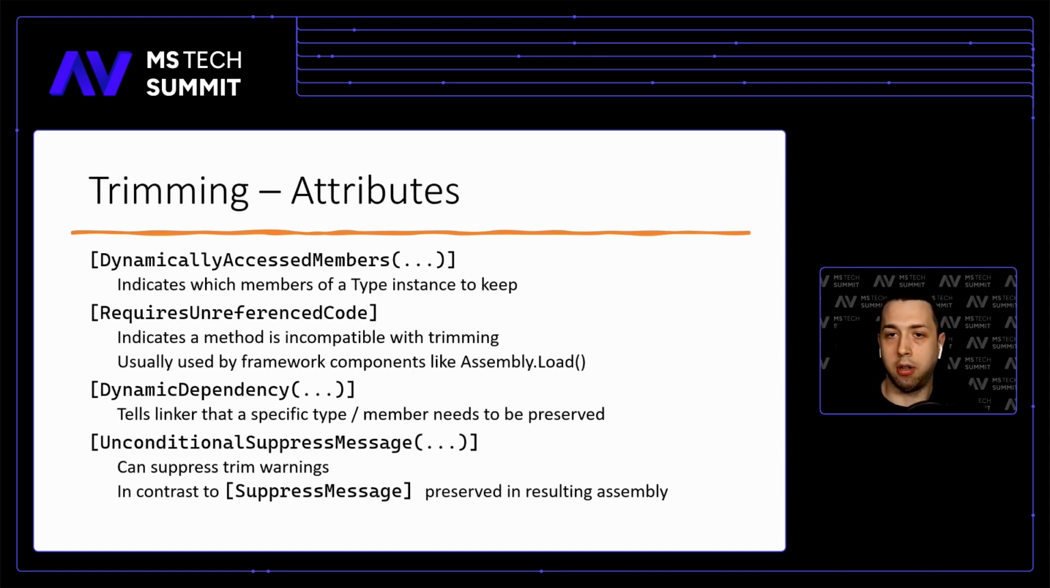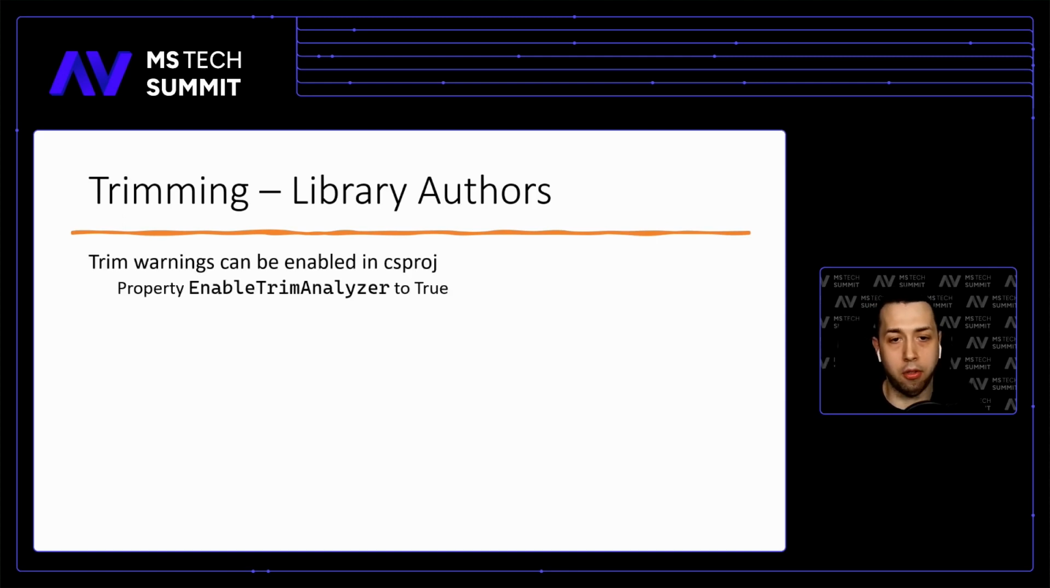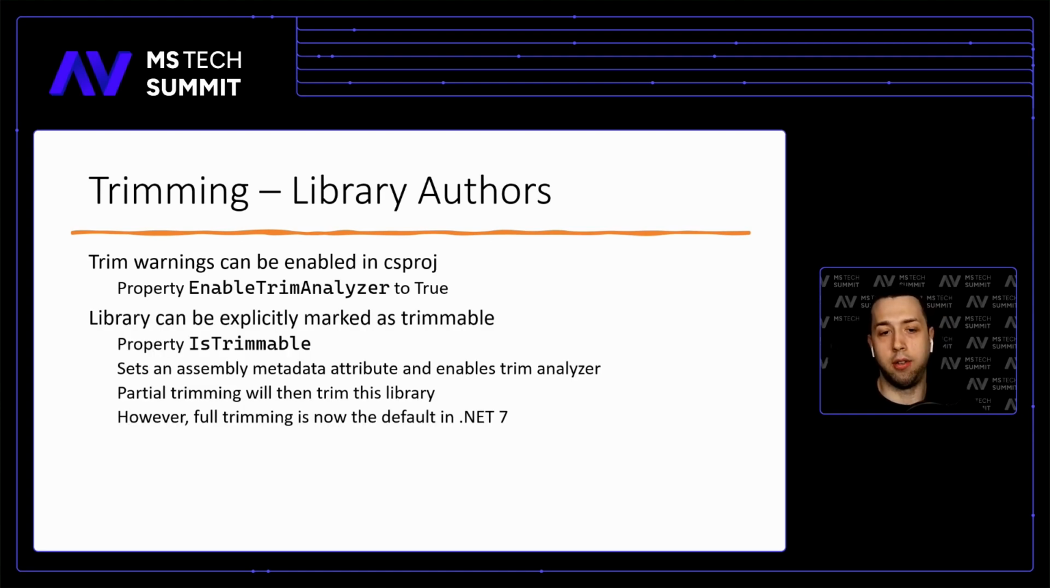Or I can mark a function to say, okay, if you're trimming, this function will not work, to produce the correct diagnostics during build. If you're a library author, first thing you can do is set enable trim analyzer to true to see all of these instances where you need to do some work to fix your problems. And if you do that, you can mark your library as trimmable. However, in .NET 7, the full trimming is not a default. So that's the way forward.